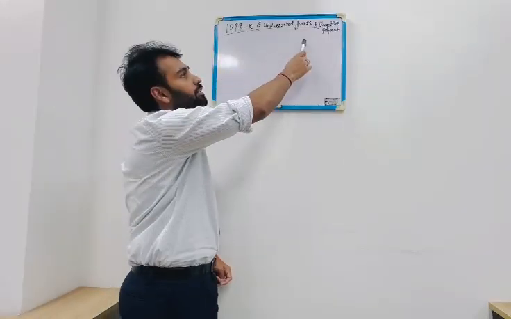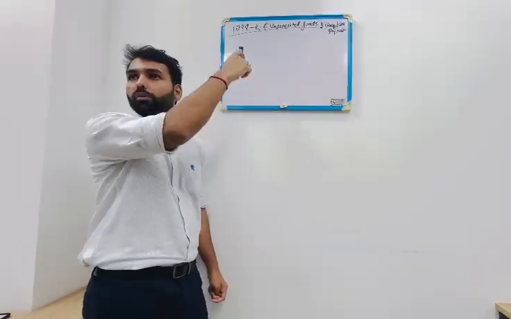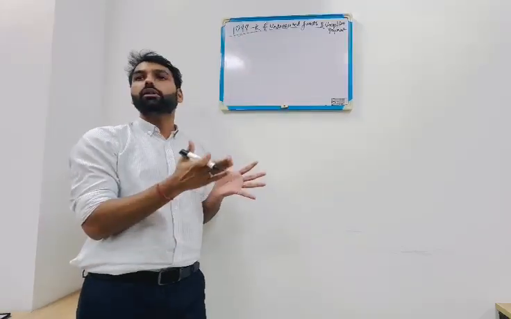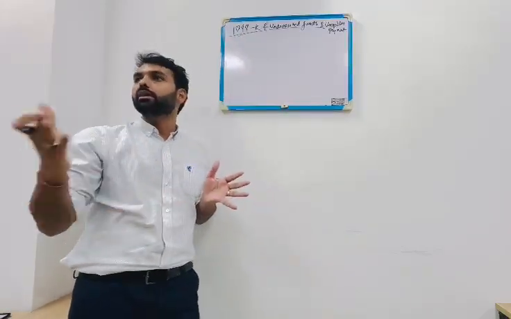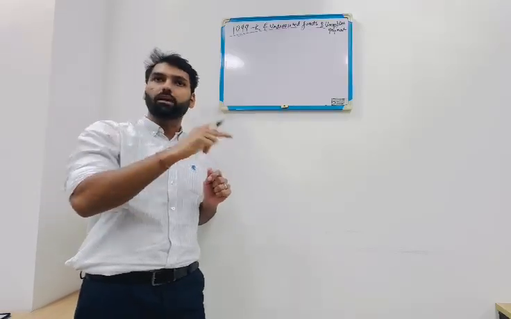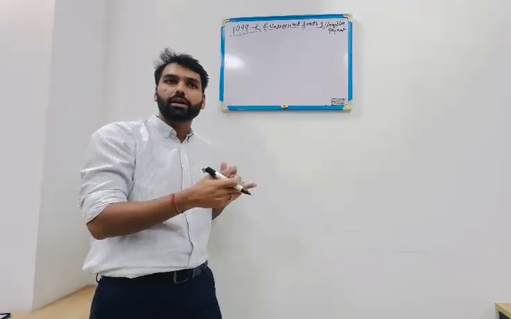1099K, undeposited funds, and applied payments. We'll go through one by one. So first we'll cover 1099K. This is similar to the 1099 INT, MISC, NEC that we've seen, but it has a couple of slight differences as compared to the other 1099 forms.